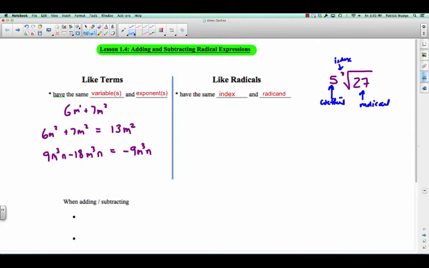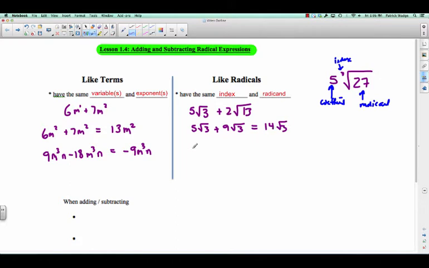Okay, so some examples of that would be like 5 times the square root of 3 plus 2 times the square root of 13. Can you do that? No, you have the same index. They both have an invisible 2 there because they're square roots, but you have different radicands, 3 and 13. So just like this case here, they're not like terms or they're not like radicals, so there's nothing you can do. What if it was 5 root 3 plus 9 root 3? Okay, now we do have the same index. They're both 2 and 2, and we have the same radicand, 3 and 3, so we can add them. 5 root 3 plus 9 root 3 is 14 root 3.